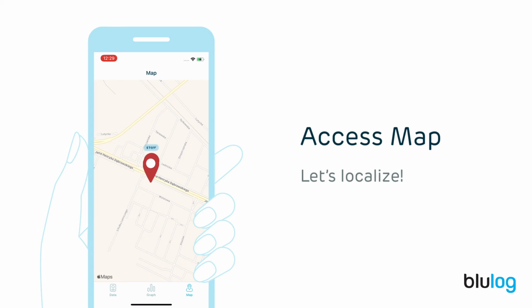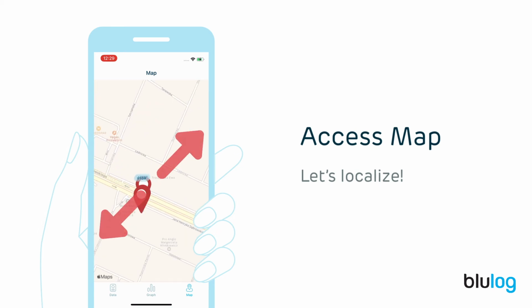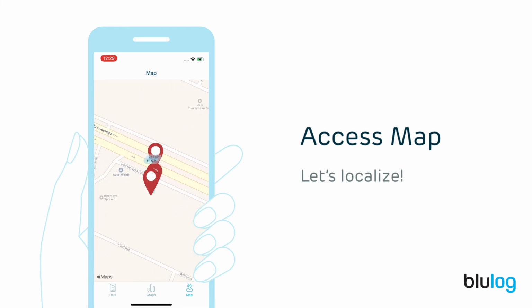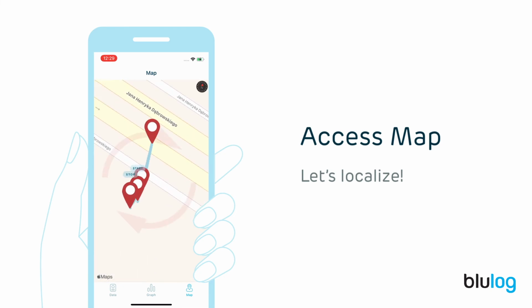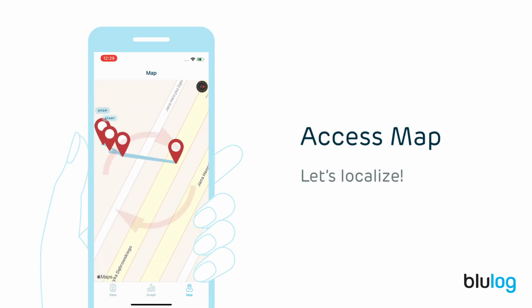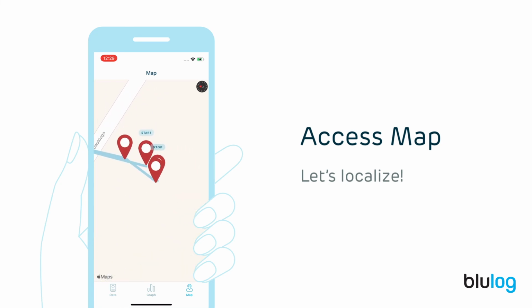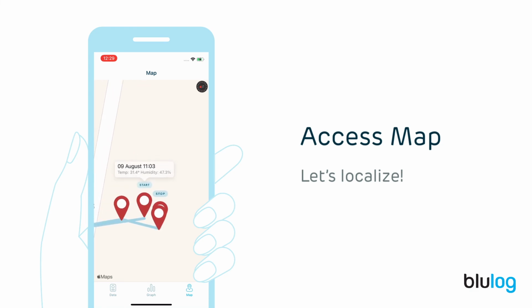In order to widen or shrink the map, drag it or expand it with your fingers. In order to rotate the map, just rotate your two fingers on the screen in a circular manner. In order to see measurement details for each pointer, just tap on any one of them. A new window should pop up with date, time, and measurement data.